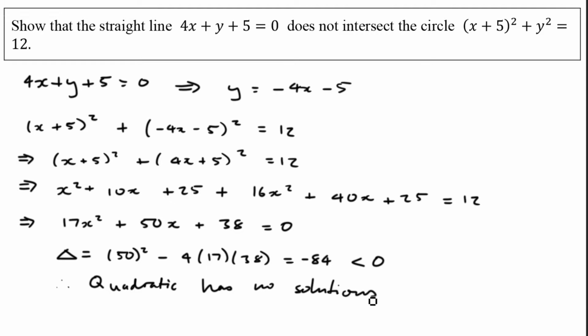And if this is a quadratic which is giving us the x-coordinates of the point of intersection, we can therefore say that there are no points of intersection. We therefore know that the straight line and the circle do not intersect.